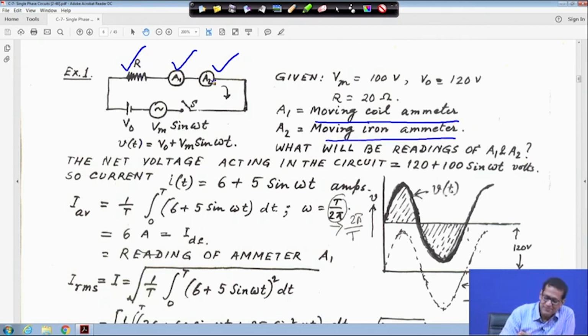Now in this case, 2 sources are there. One DC voltage source is connected, and in series another AC voltage source is connected. A switch is there, and you close the switch, right.